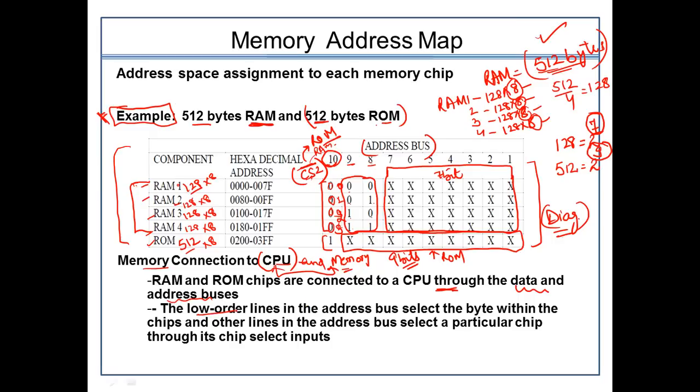There are the low order address bits. These could be the low order address lines in the address bus that select the byte within the chips. So it will simply depict which particular chip, from RAM chip 1 to 4, is to be selected, and other lines in the address select the particular chip through its chip select operation. This is another line that we are going to use. So let's understand this in more detail in the diagram.